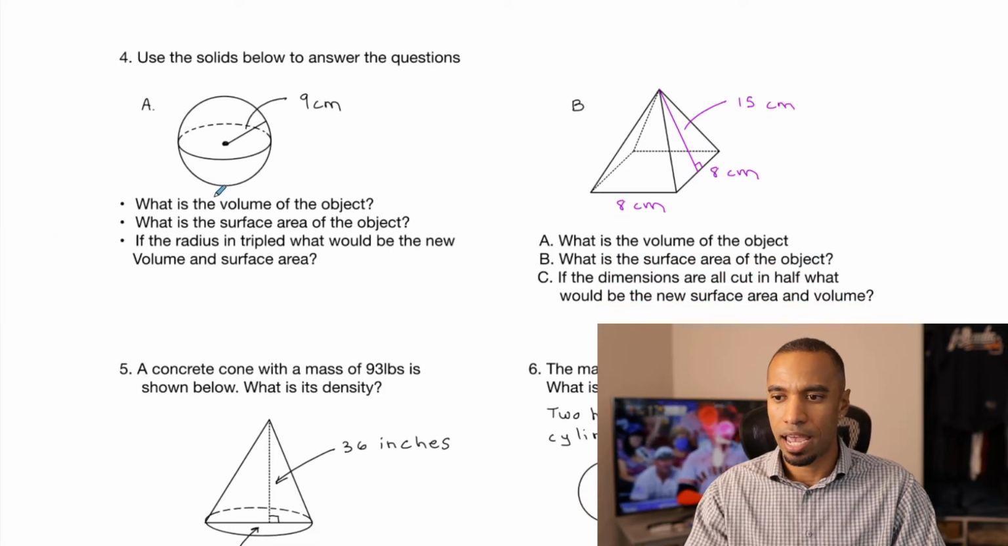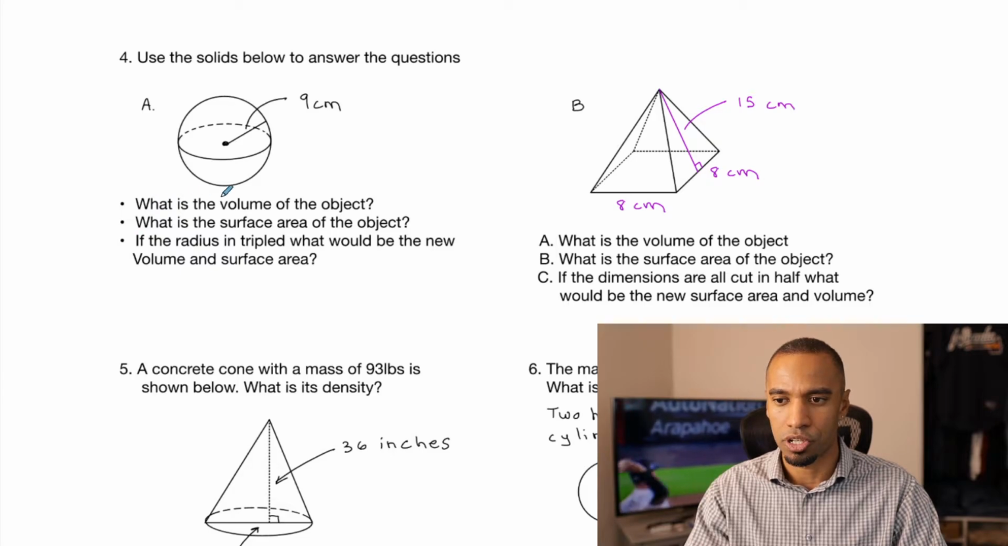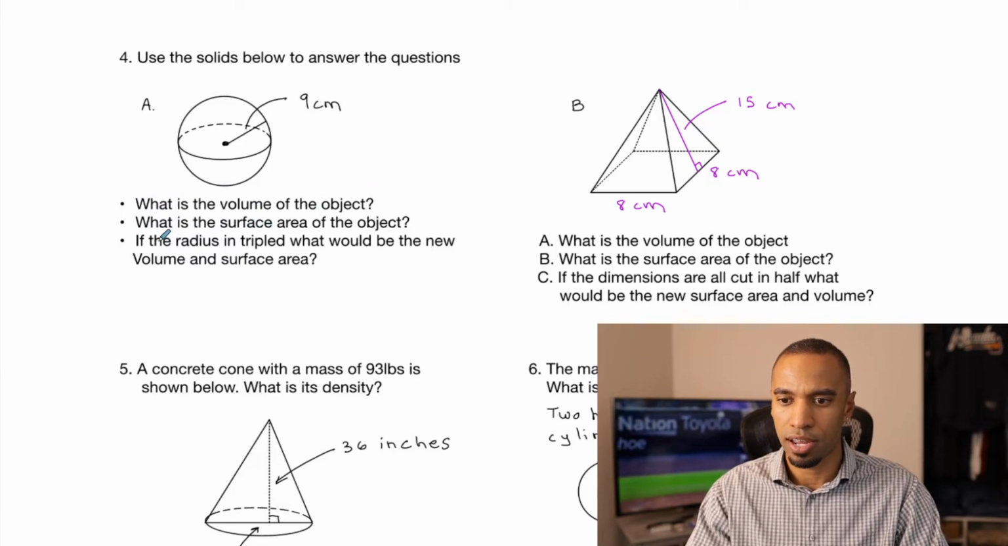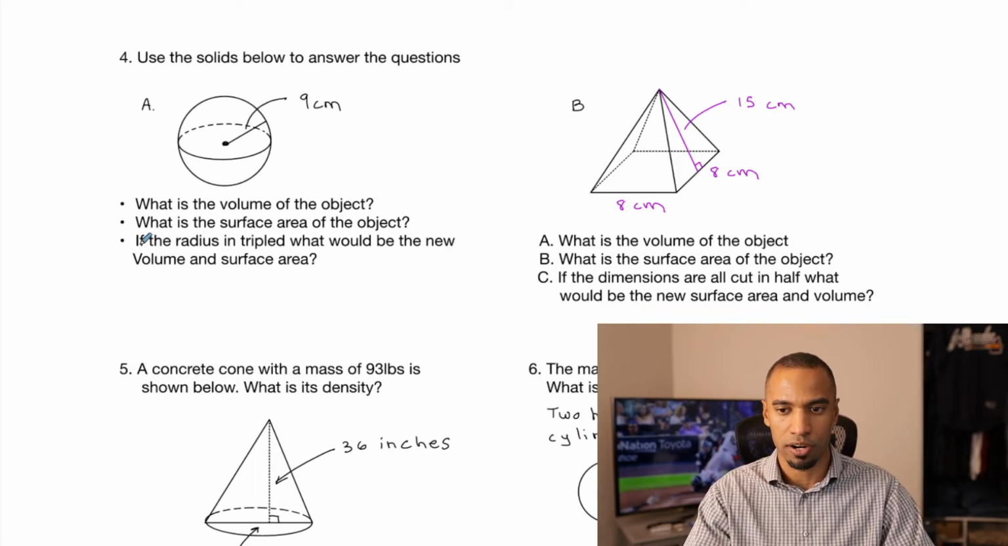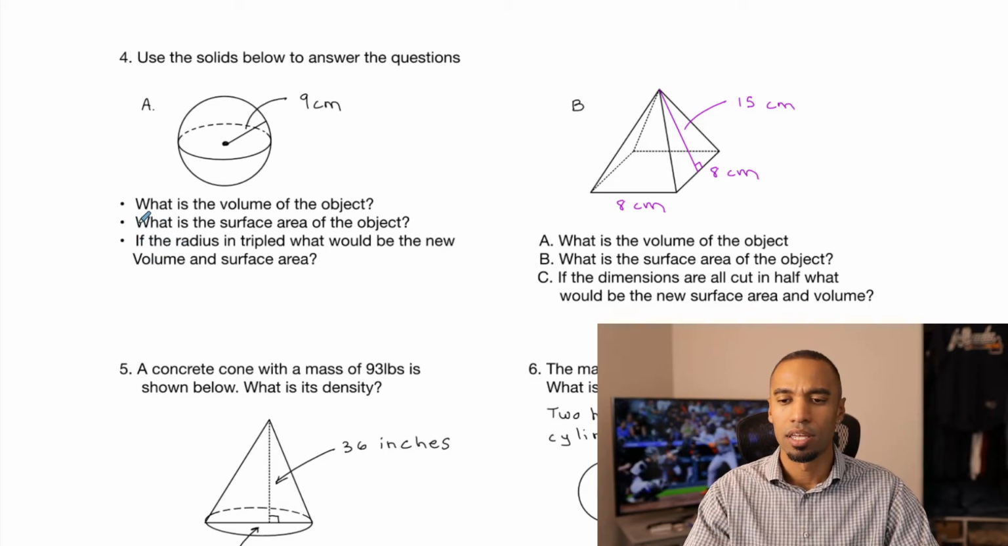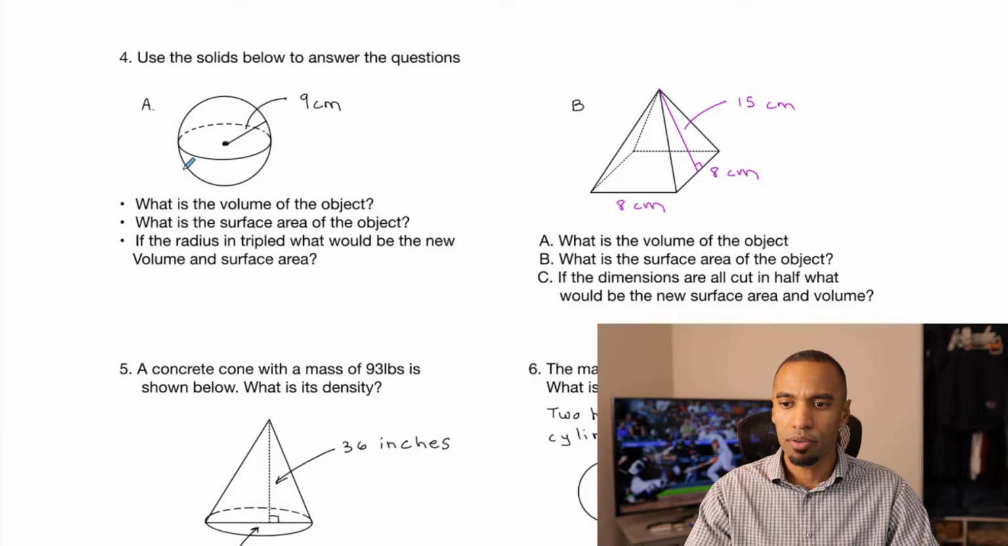Use the solids below to answer the question. So I have 3 parts here. What is the volume and surface area of the objects? And if the radius is tripled, what would be the new volume and surface area? So that's the kind of ratio of things I was talking about. Let's start with the first 2. What's the volume of the object?